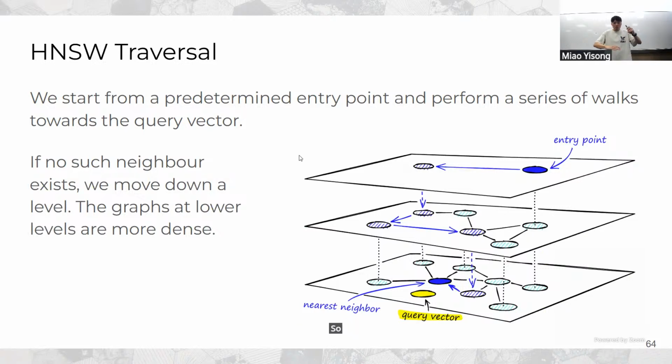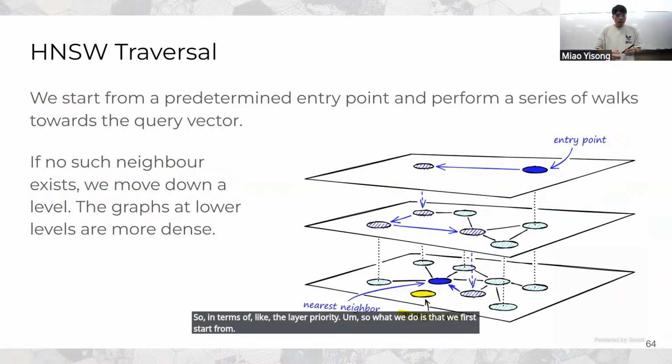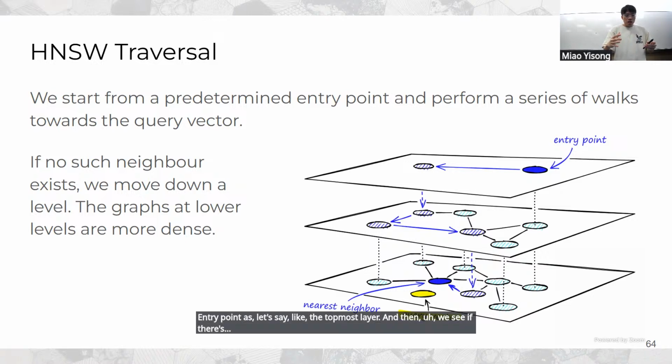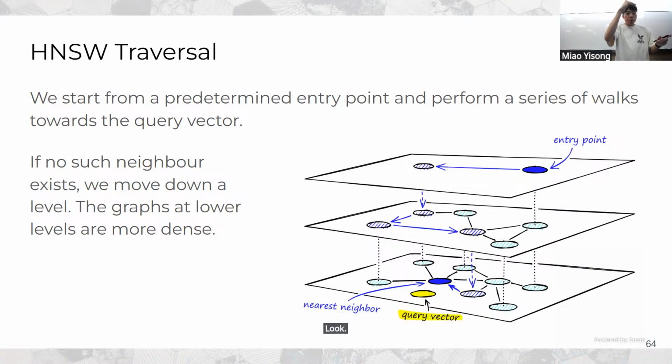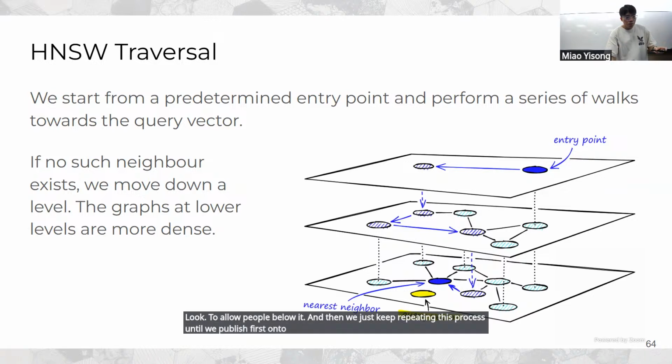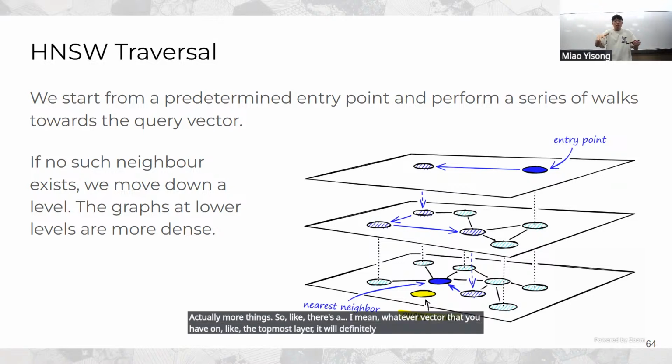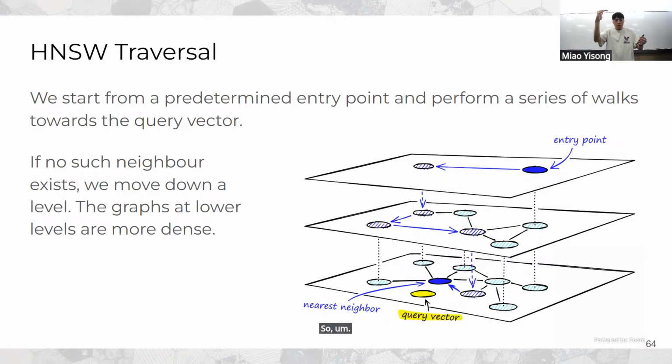In terms of the layer hierarchy, we first start from an entry point at, let's say, the topmost layer, and see if there's any neighbor that is near the query vector. If there's no nearer neighbor, we descend to the layer below it. We keep repeating this process until we converge onto the bottommost layer. The reason this works is that the graphs at the lower layers are more dense. Whatever vector you have on the topmost layer will definitely be in the bottommost layer. So that's why we can keep doing this process.